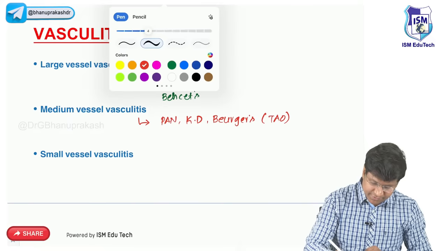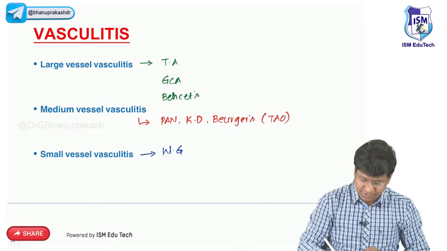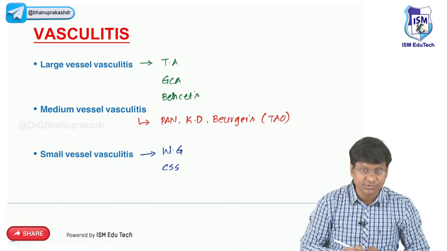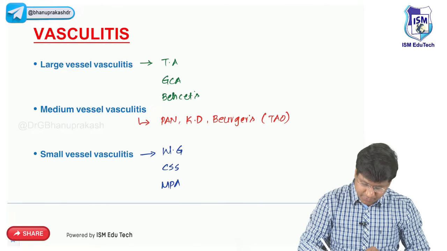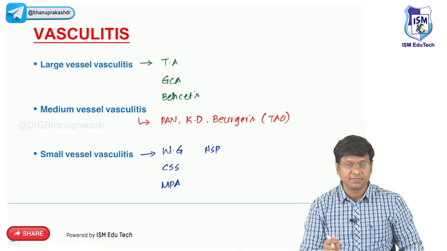And what are the examples of small vessel vasculitis? The examples of small vessel vasculitis include Wegener's granulomatosis, then Churg-Strauss syndrome, next microscopic polyangiitis, and then Henoch-Schonlein purpura. So this is how we classify the vasculitis depending upon the vessels which are being involved.